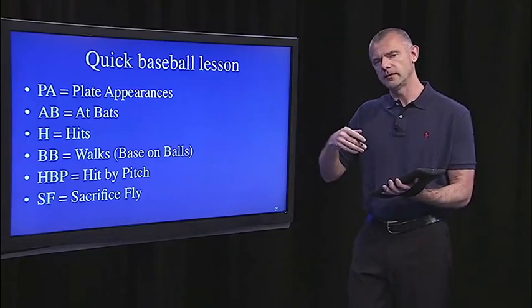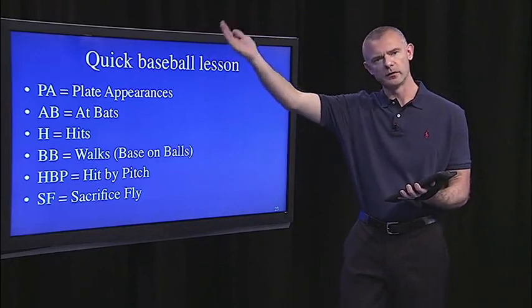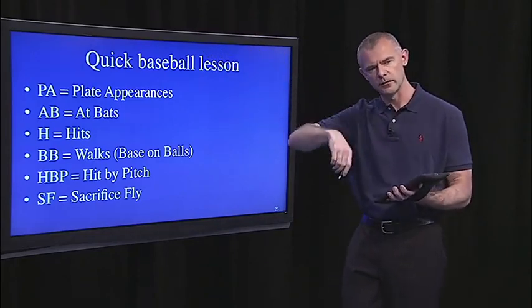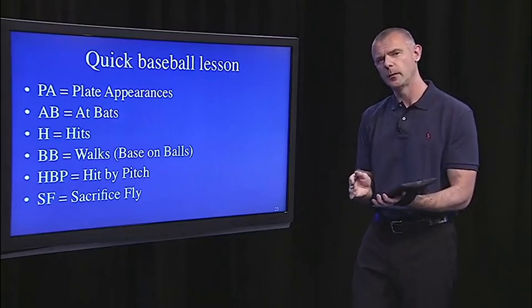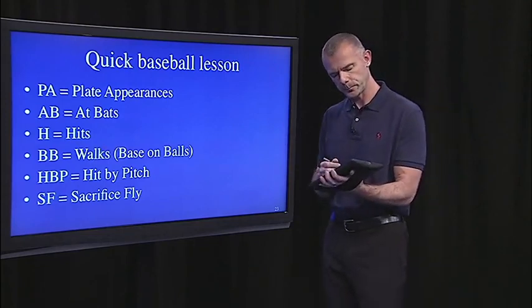Or they could hit a sacrifice fly, meaning they could hit a long ball out to the outfield, but it's caught for an out, and one of the runners could advance, which is a good thing for the offense, but the batter doesn't get to get on base and has to go back to the dugout.